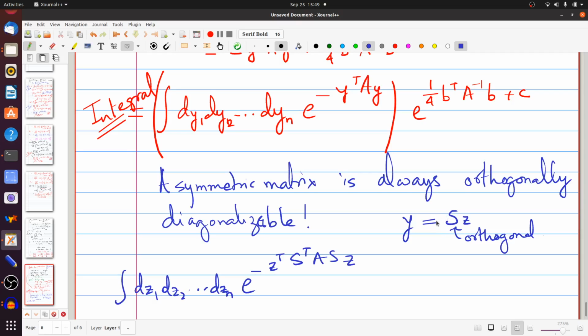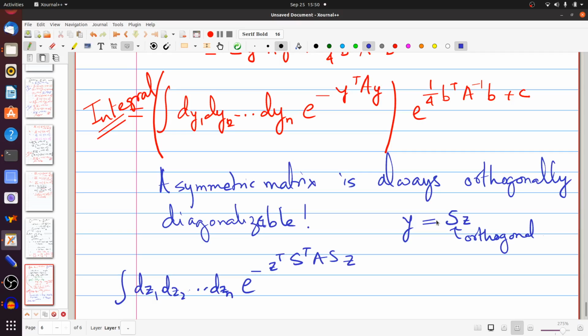In fact, you can always choose it to be orthogonal with determinant plus 1. I hope all of you remember that an orthogonal matrix can have only two values for its determinant, either plus 1 or minus 1. And we can always choose, by rearranging the columns, to get a determinant plus 1 matrix.